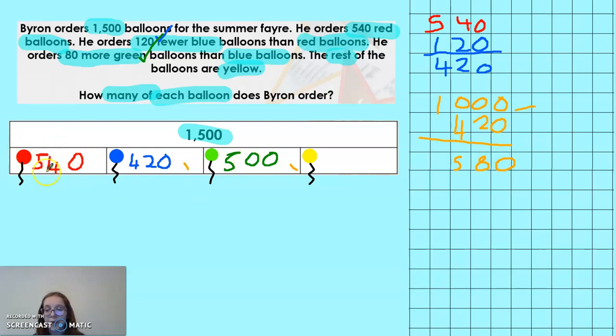And the last thing I need to work out is 580 take away 540. Well, looking at that, I know that my 500 and 500 are going to cancel each other out. So actually, I'm looking at 80 take away 40. 8 take away 4 is 4, so 80 take away 40 must be 40. So I know overall that my yellow balloons are going to be 40. If I want to double check that, which I should, I would add all of these numbers up and see that they add up to 1,500. And that is how I would do that first question. Let's have a look at the next.